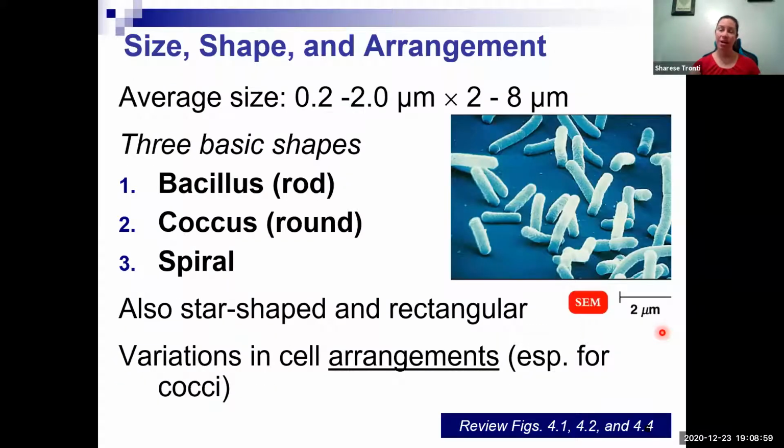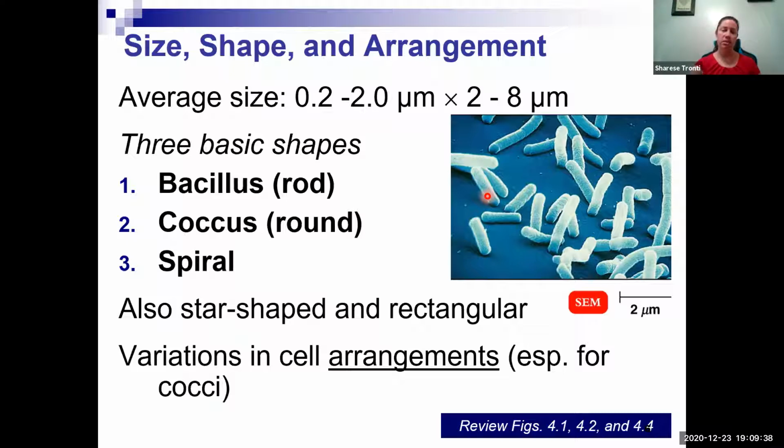So now focusing back on prokaryotes. Most of our discussion moving forward will be on prokaryotes. There's 3 basic common shapes for bacteria or prokaryotes. We have bacillus shape or rod shape. That's what's shown here. It's longer than it is round. Then we have coccus shape. So those are round bacteria. And the third most common one is spiral. There's also star-shaped and rectangular shapes. Those are less common though.